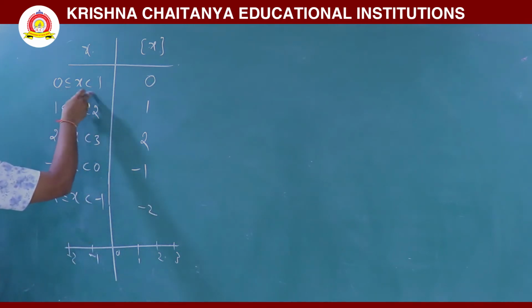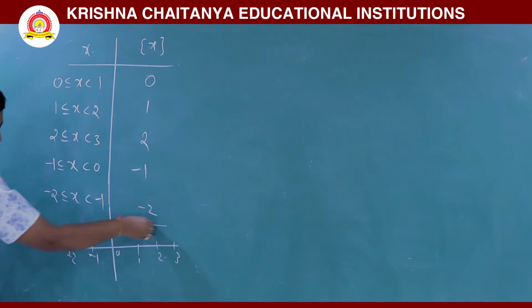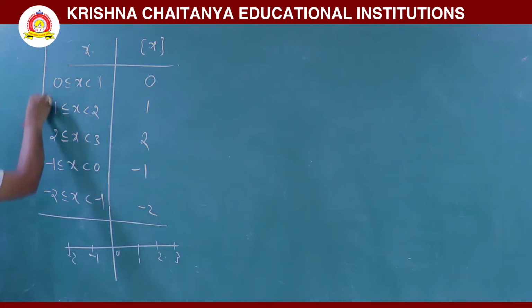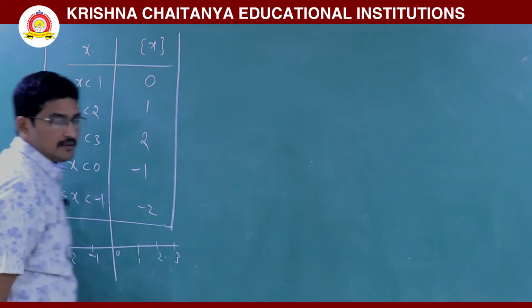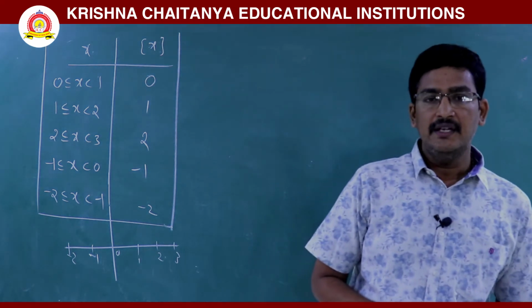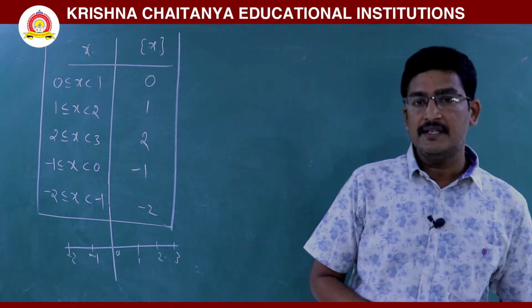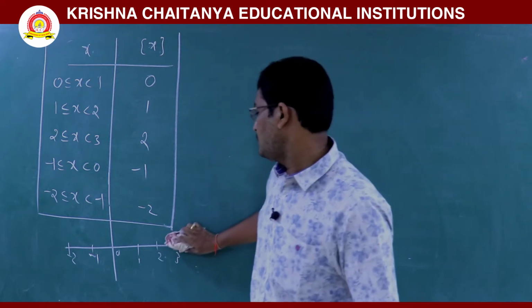x lies between 0 and 1, step x is 0. x lies between 1 and 2, step x is 1. x lies between 2 and 3, step x is 2. x lies between minus 1 and 0, step x is minus 1. You have to observe that. So by using this explanation, you have to draw the greatest integer function graph. Let me explain the graph of the greatest integer function by using this table.